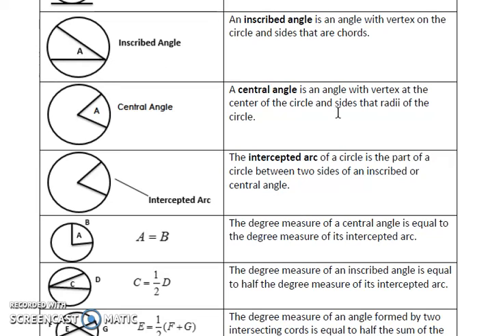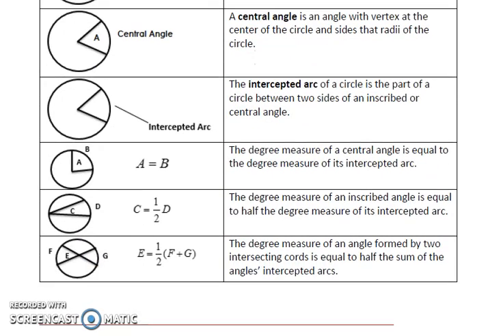A central angle is an angle with vertex at the center of the circle and sides that are radii of the circle. So these are lines that are actually the same as the radius of the circle, and the vertex of this angle is at the center, hence it's a central angle.